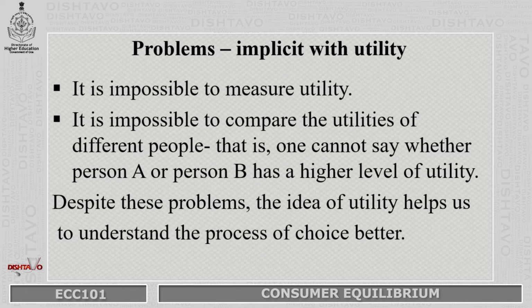It is impossible to compare utilities of different people; one person's satisfaction and another person's satisfaction cannot be related. What is good for me may not be good for somebody else. What I like may not be liked by somebody else. So it is impossible to compare utilities, and that is the greatest problem we have in utility. You cannot measure precisely, and despite this problem, the idea of utility helps us to understand the process of choice better.